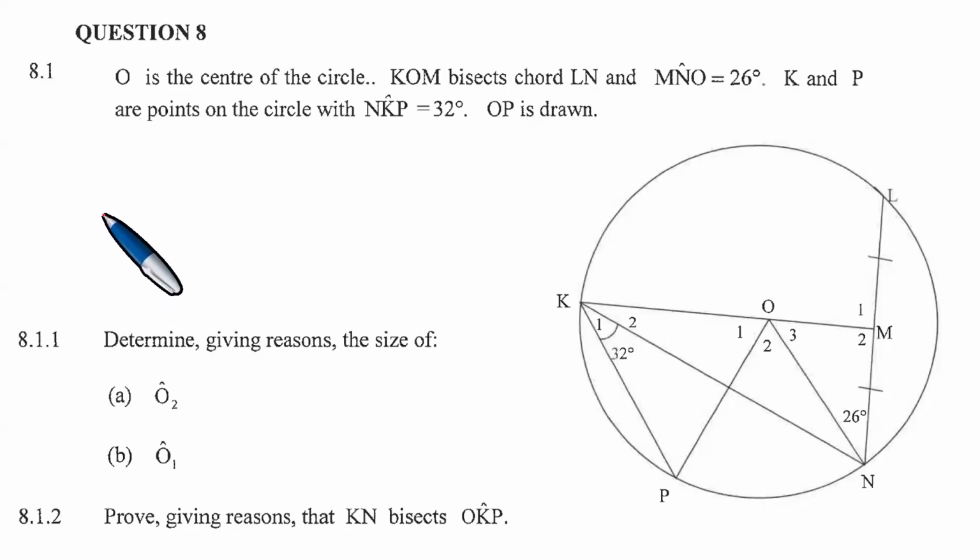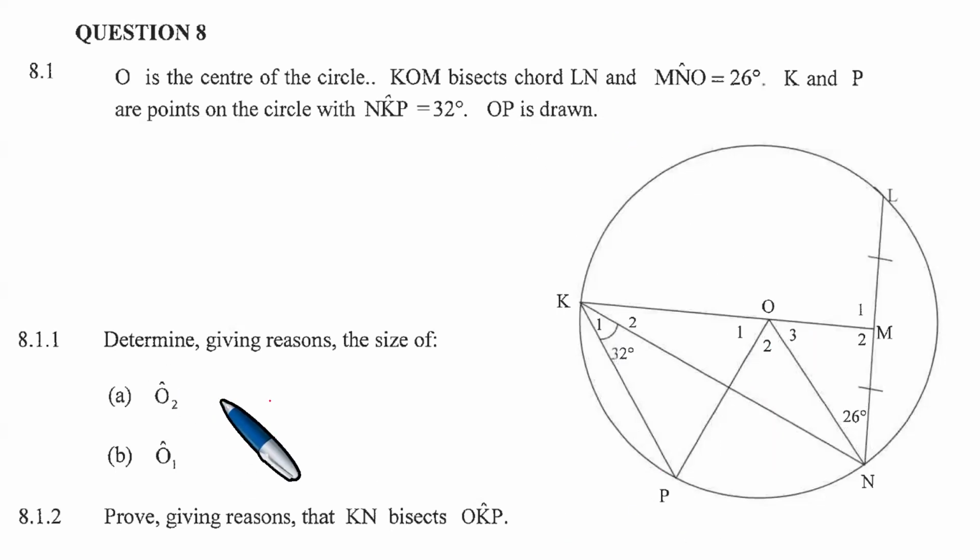Right. In this lesson, we shall be looking at Euclidean geometry. O is the center of the circle. KOM bisects chord LN, and the angle MNO is 26 degrees, and we can see 26 degrees here, MNO. K and P are points on the circle with NKP equals 32 degrees. We can see that OP is drawn, and there is OP.